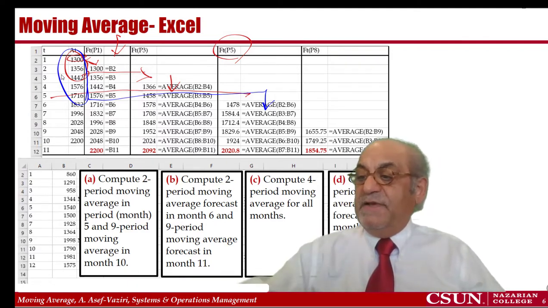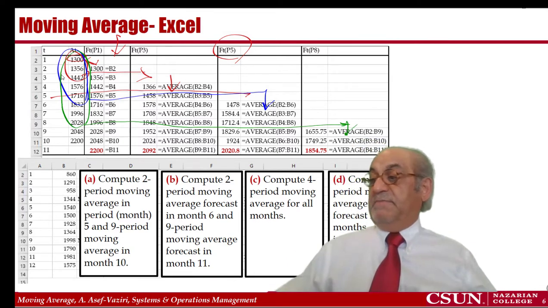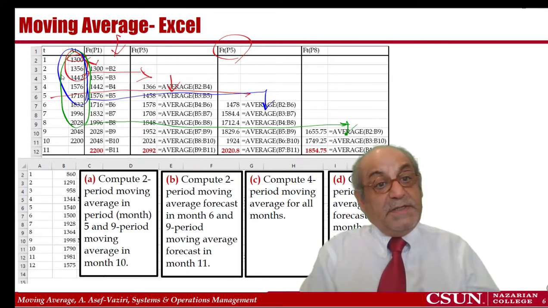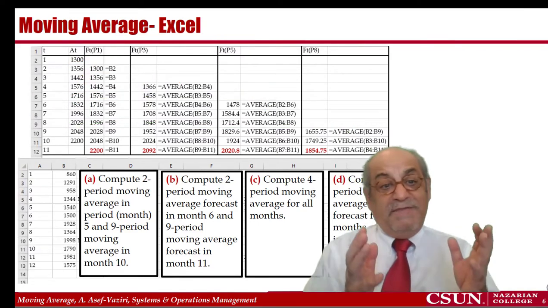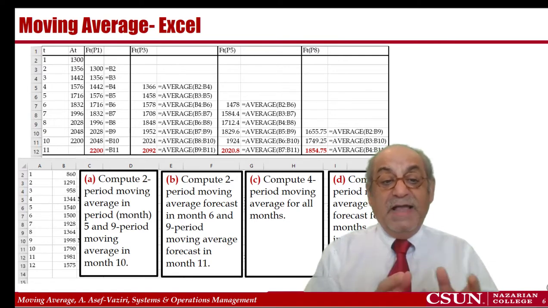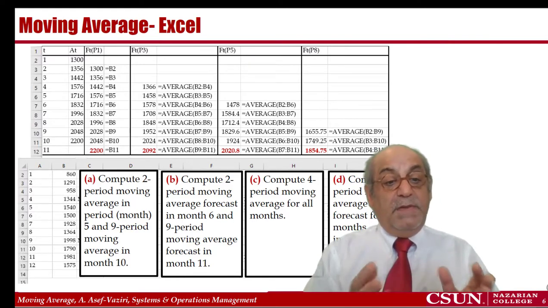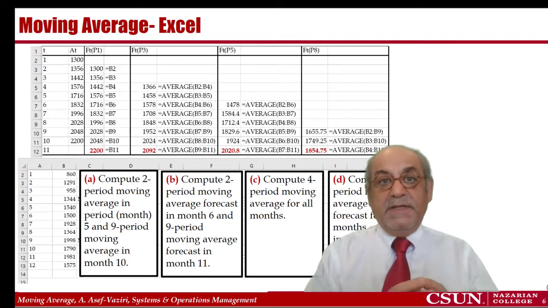So I'll take the average of the first 8 periods, that is the 8-period moving average in period 8, and I will consider it as my forecast for period 9. Now we have a problem here. Part A: compute the 2-period moving average in month 5, or period 5, and the 9-period moving average in month 10, or period 10.